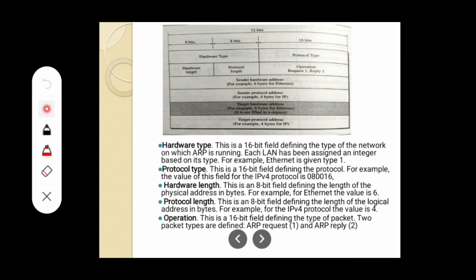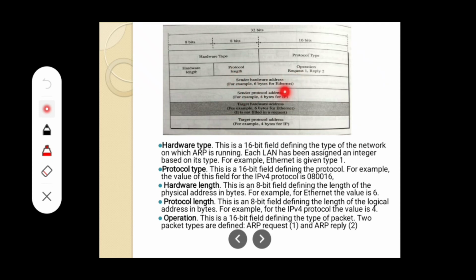Sender protocol address is the IP address of the sender. Target hardware address is the MAC address of the receiver. Initially this will be 0, because the MAC address of the destination is unknown, so this will be blank. The last one is the target protocol address, that is the IP address of the destination.